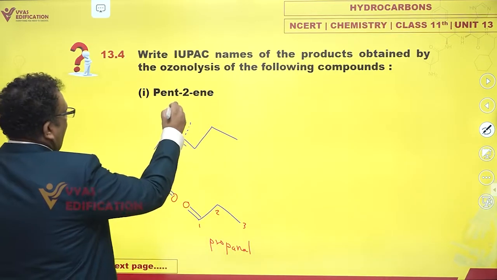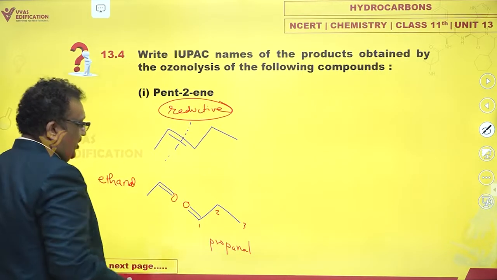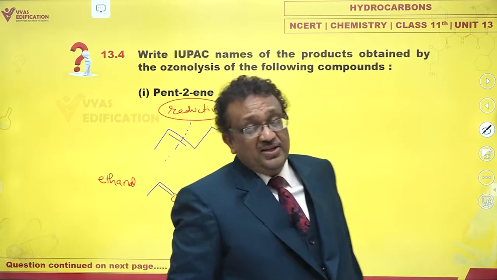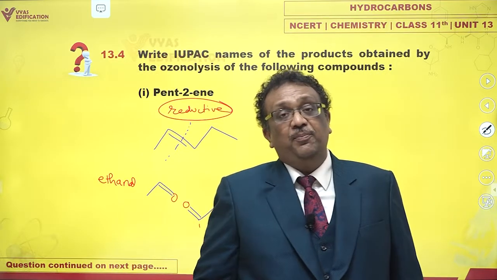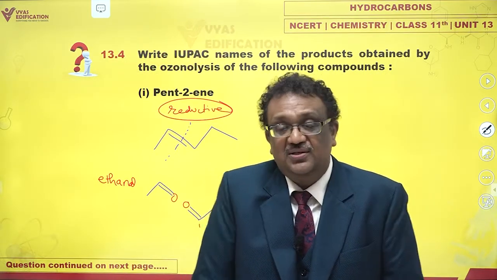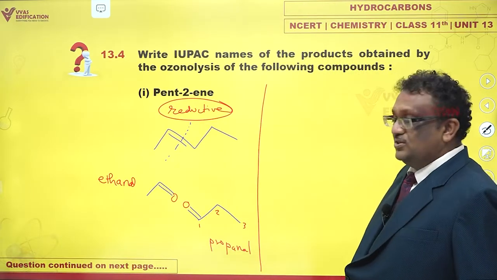If I have reductive ozonolysis, these are the products. In the case of reductive ozonolysis, what do you do? You add ozone and then follow it up by adding zinc dust. Then you would get ethanal and propanal, two aldehydes, as the products.